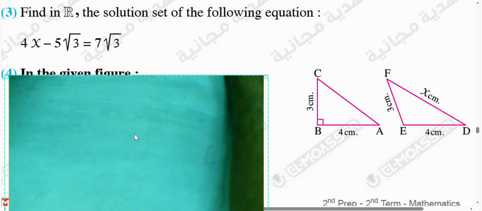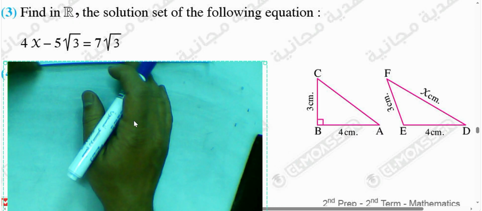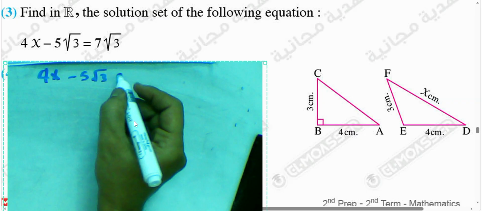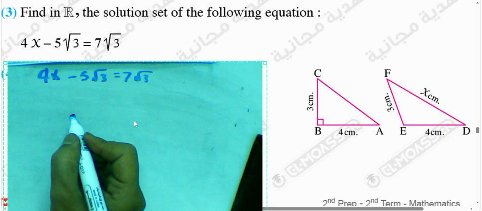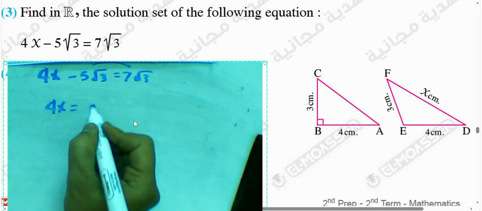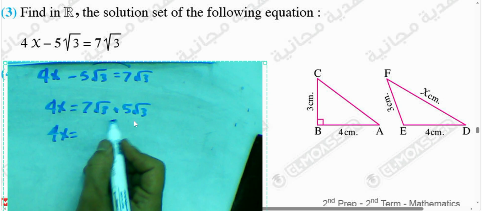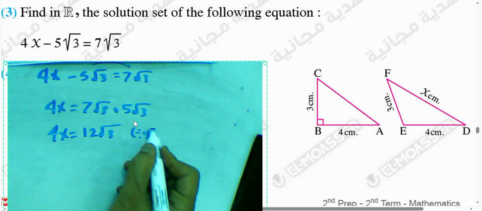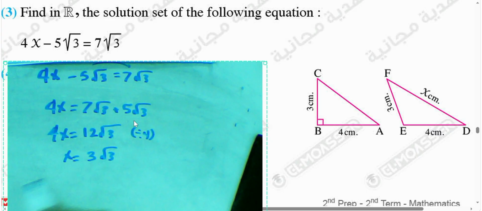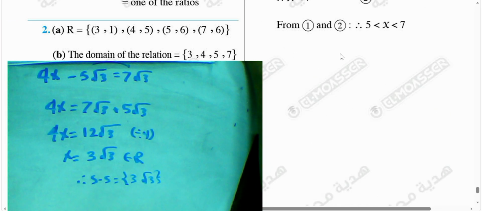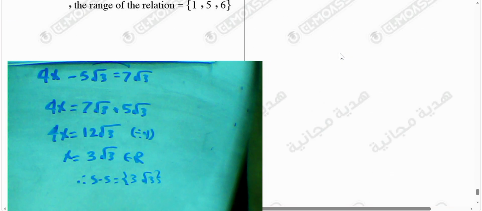He gives me the equation and wants to solve it. Look, he gives me 4x subtract 5 root 3 equals 7 root 3. We can move here, right? 4x equivalent to 7 root 3 plus 5 root 3. And 4x equals 5 plus 7 is 12, 12 root 3 divided by 4. Then x equals 3 root 3. The two real numbers in the solution set will be 3 root 3. Okay, you can read all those steps. If the answer here is not correct, you can read this from the solution here.